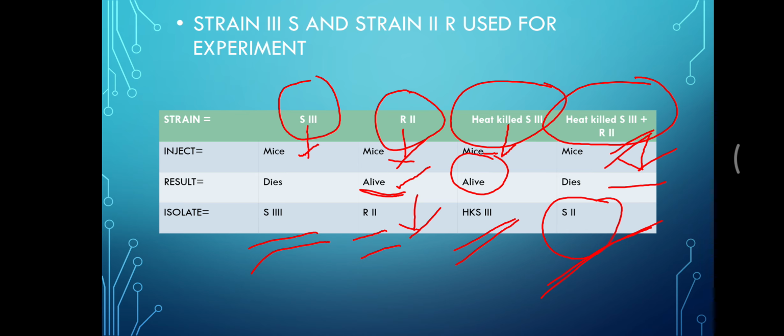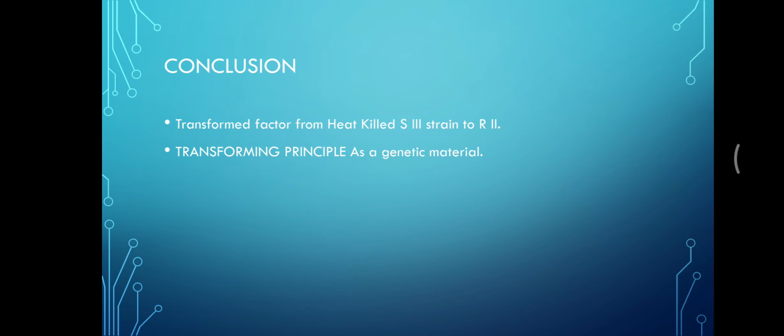So this was the experiment conducted by Griffith, and in the fourth turn he found there was some factor present in heat-killed S3 which was transferred from heat-killed S3 to R2, turning the R2 strain into a virulent S3 strain. Thus the transforming factor of Griffith was termed the transforming principle. So this was the experiment conducted by Griffith to conclude that there is something present as a genetic material, in the form of the transforming principle.